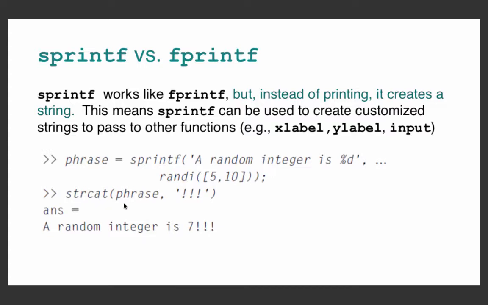And then I can use this later and say add 3 exclamation marks to the end and see what this is. So that's the difference between sprintf and fprintf. fprintf will print to the screen. sprintf will take what fprintf would have printed to the screen and just store it in a string variable. And you can manipulate that more later if you like.